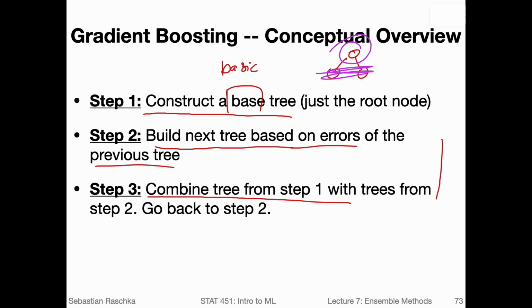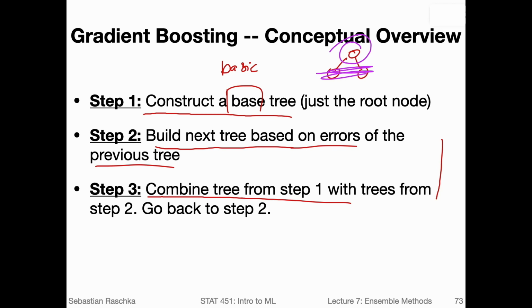So every time we make a prediction, we compute the error of the prediction, and then in the next round we fit a tree based on this predicted error. And also, every time we add a new tree, we combine the trees, so the prediction is always a combination of the prediction of the previous trees.